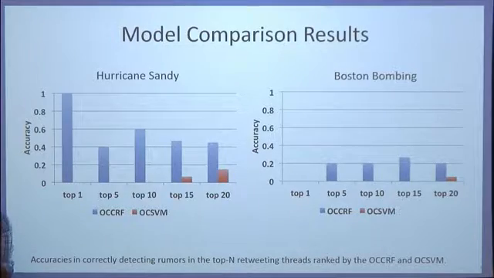But what you'll see here is that, generally speaking, the accuracy rates are quite low. These are state-of-the-art classifiers trying to detect with a whole lot of features about dynamics and linguistics and all these things. We're still only getting a maximum of around 40% accuracy, much lower on the Boston bombing case.